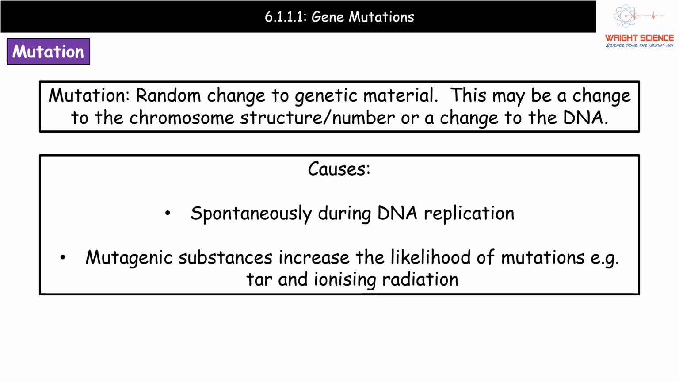So we do have that spontaneous occurrence of these mutations during DNA replication, but we will have certain things that increase the likelihood of a mutation occurring. These are things we refer to as mutagens or mutagenic substances. A couple of good examples that you've probably already encountered in physics back at GCSE: ionizing radiation, and if you're a smoker, tar that's going to sit in your lungs. Again, not good. Don't smoke.